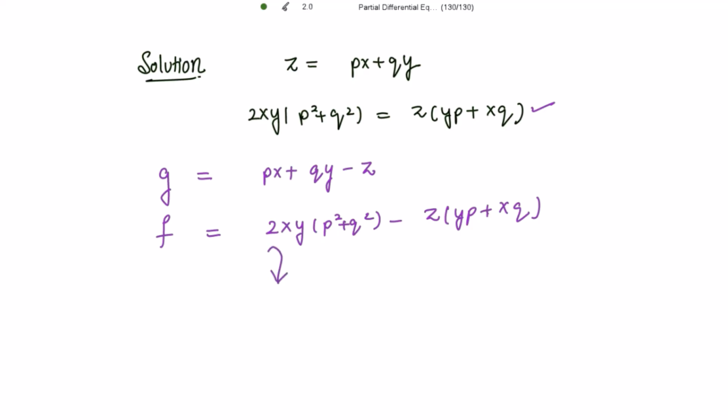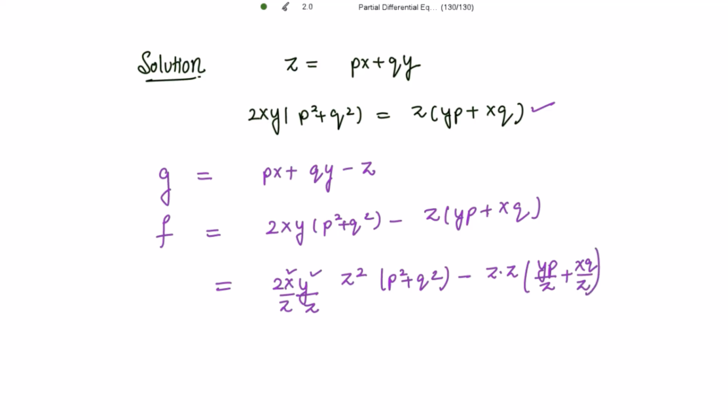So for that, I need to get this equation in the format z power n phi of x by z, y by z, p, q. I'm having the power of z over here. That means I need to take z common from this equation. I'm not having z over here, so I'm multiplying and dividing by z. I'm having two variables over here. Let me multiply and divide by z to x and y, and here I write z square. Is it okay? Fine. Minus, to make the power of z the same, again I need to multiply and divide by z. Is it okay? Fine. Alright.